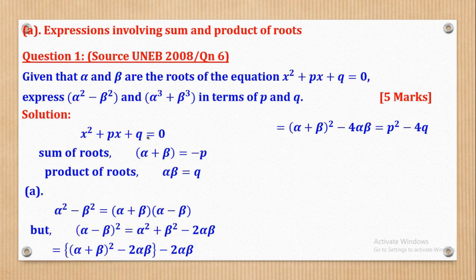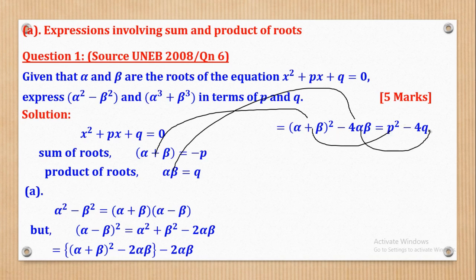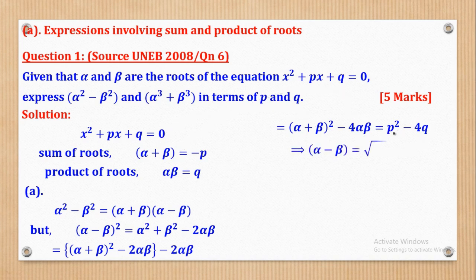So when I substitute, I remember that alpha plus beta is negative p, and alpha beta is positive 2. So come and substitute for this. So negative p squared becomes positive, and this one comes where there's alpha beta, we put 2. Therefore, alpha minus beta, remember this was now squared. Now alpha minus beta will become square root of this.